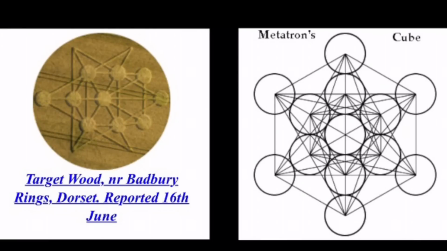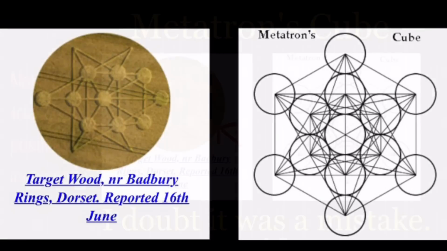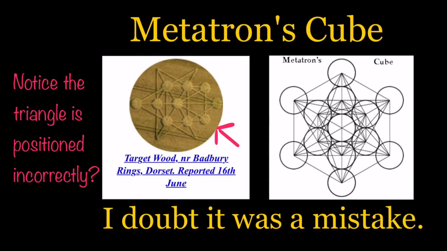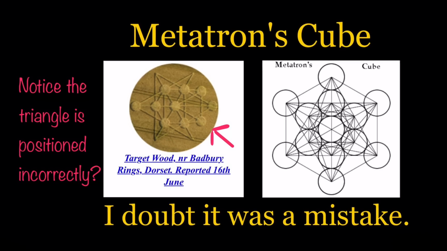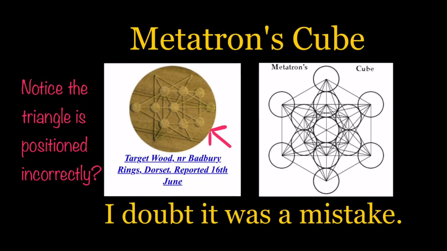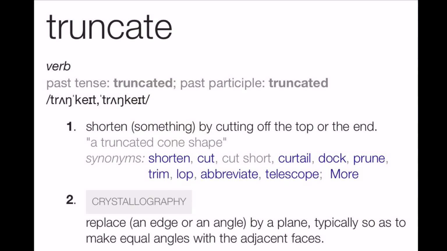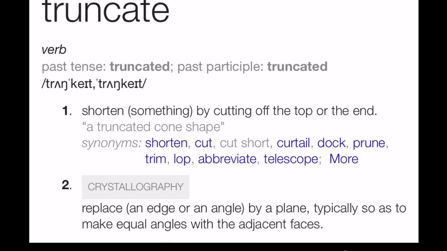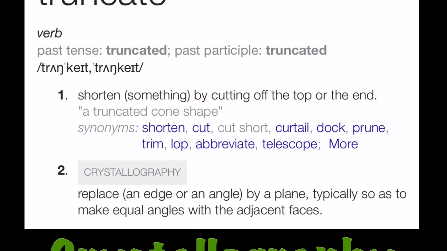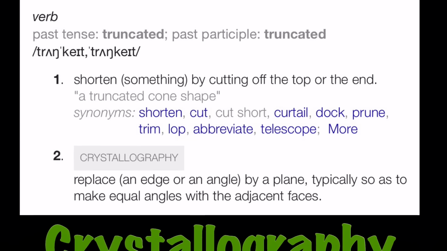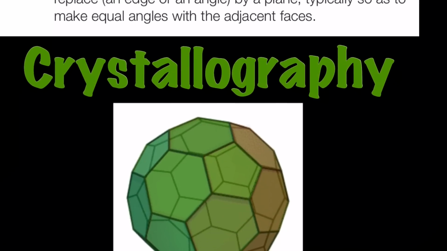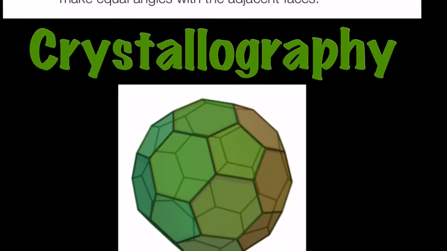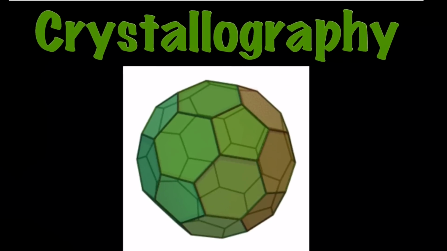However, when you look closely at it, you see that there is a part that's just not right. It looks like a triangle is out of position. And I thought if that was in 3D, it would be kind of off at an angle, kind of shortened. So I looked up truncated, and it brought me to crystallography, which when you look at it at the bottom lower left, it is shortened, but it's still equal sides with the angles.